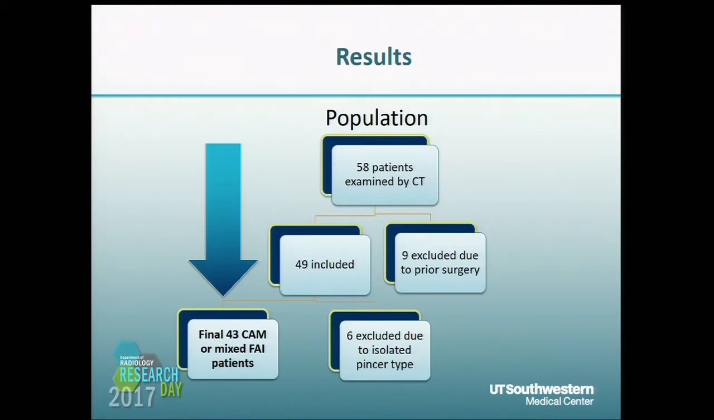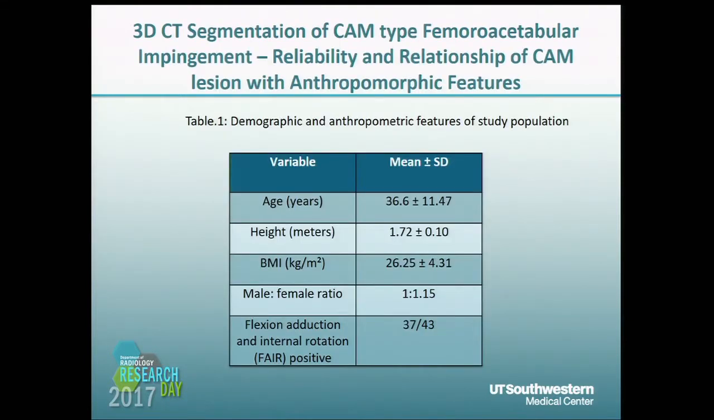For the population, we started with 58 patients who'd been examined by CT. We then excluded 9 patients who had had prior surgery to that affected hip joint. And then we excluded an additional 6 who had the isolated pincer type FAI, because in that case there's no CAM lesion to measure by our analysis. That landed us with a final 43 CAM or mixed type patients. Looking at general demographics, you can see this is a younger patient population with the average patient age in the mid-30s. Additionally, we had a pretty close male to female ratio of near 1 to 1.